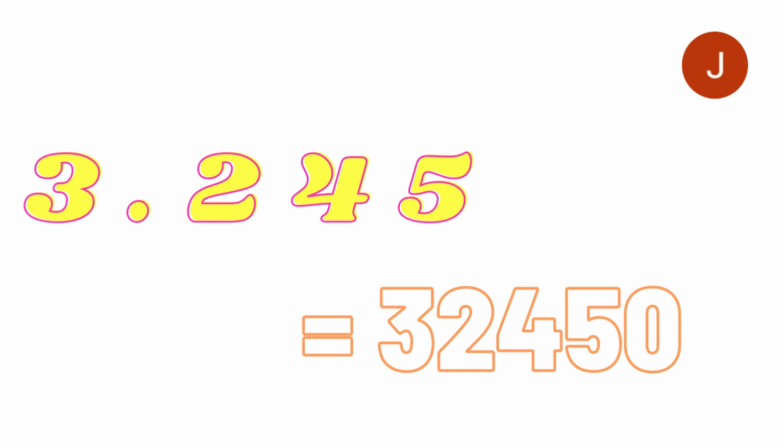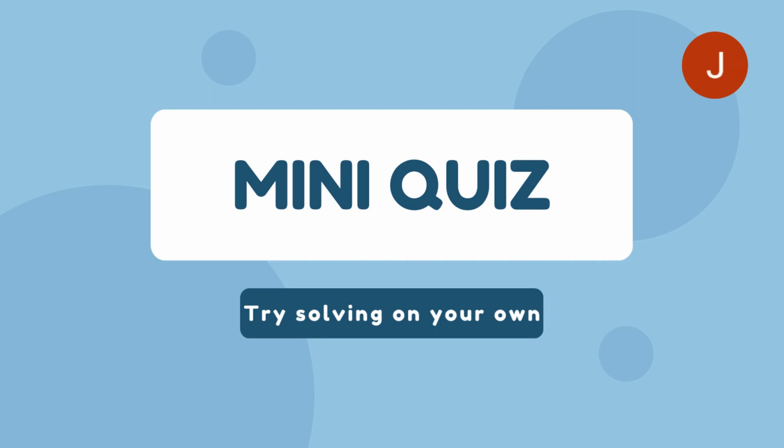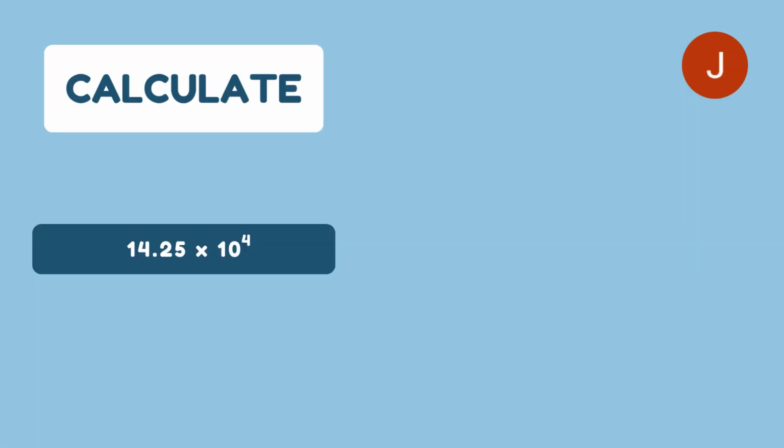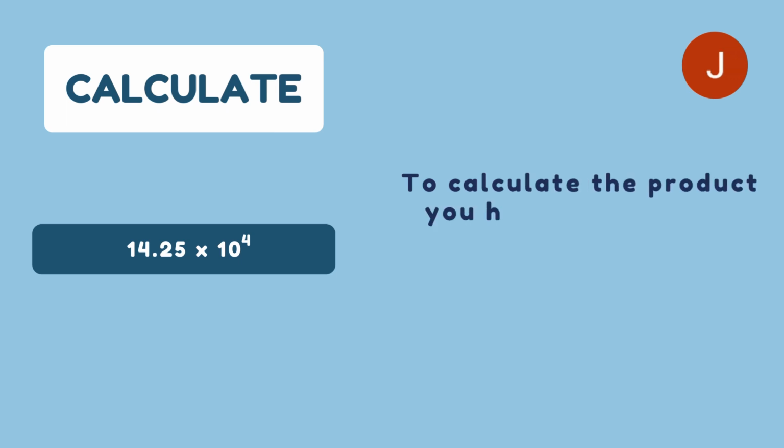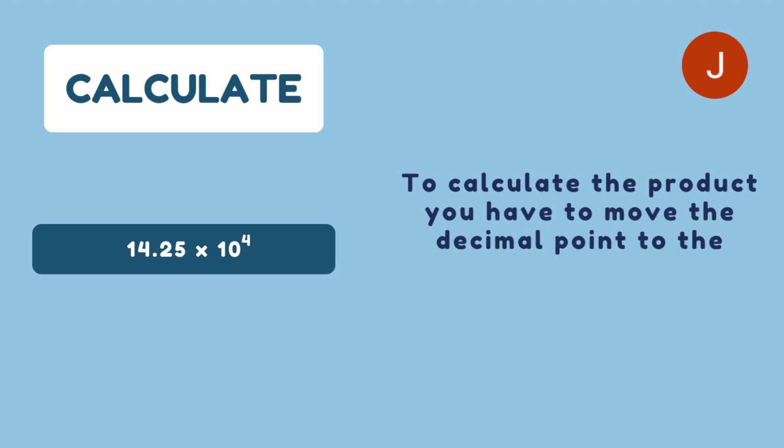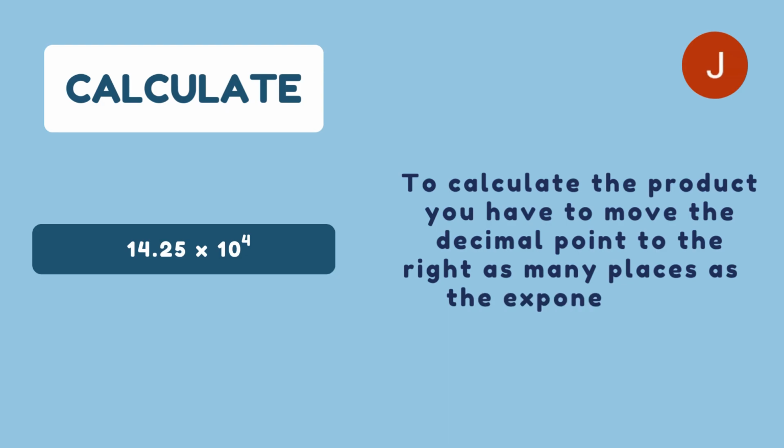To check your understanding, let's try the mini challenge. Try solving it on your own. Calculate 14.25 multiplied by 10 to the power of 4. Remember, to calculate the product, you have to move the decimal point to the right as many places as the exponent of 10. Go ahead, solve it and write your answers in the comments below.